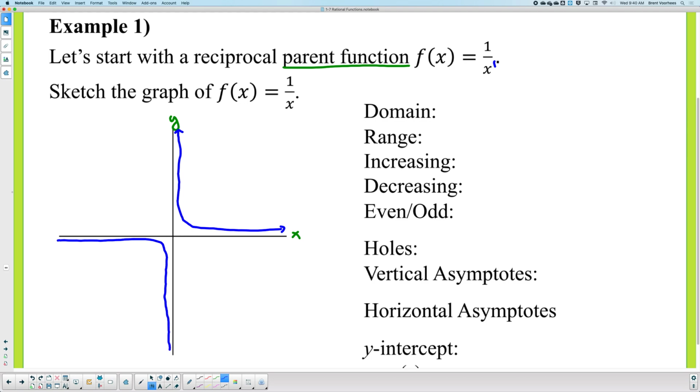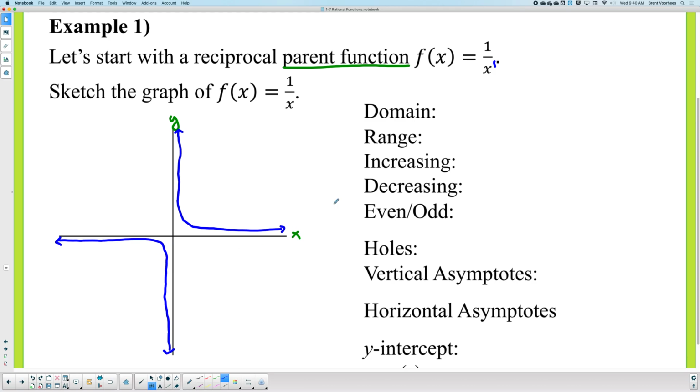Because it's positive, the first piece is in the first quadrant. If it was negative, it would be in the fourth. And because the x power in the denominator is odd, it reflects across the origin. That's what the graph would look like. So there's your sketch. Now let's talk about domain.